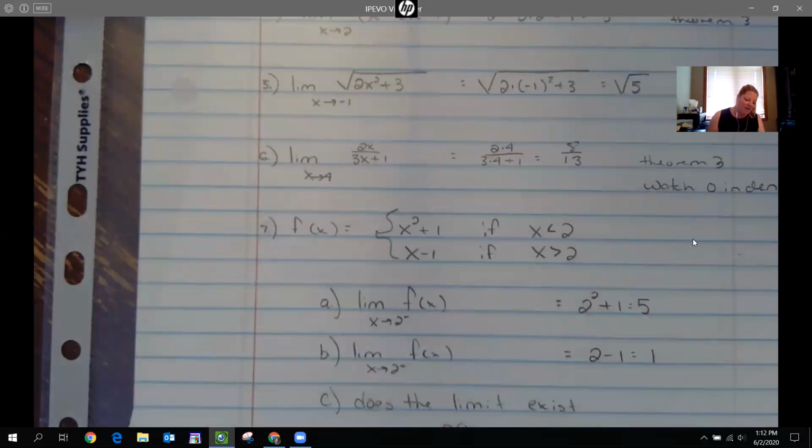Does the value exist at 2? Well, we don't have a line under either one. If we did, then we could find the value, but the value doesn't exist. It only gives us the left, the right, and nothing at 2 for us to be able to solve.